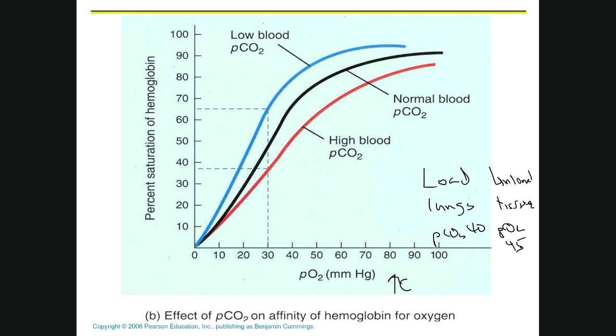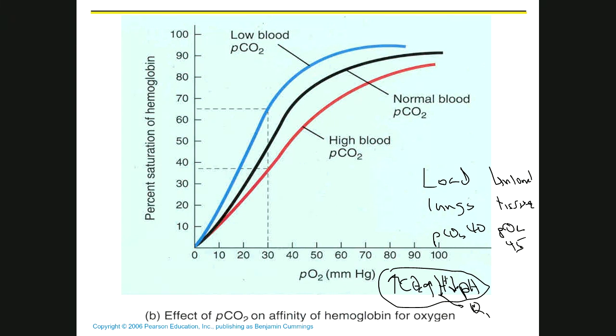So what about hydrogen ions? Are they going to be more or less? They're going to be more. What about pH? Is it going to be higher or lower? Remember, they're connected. So look, when I get to the tissues, because there's more carbon dioxide, automatically I have more hydrogen and a lower pH. The curve is going to shift to the right.